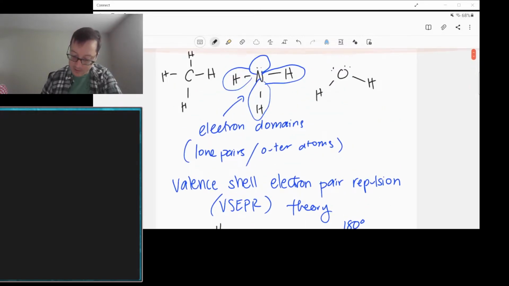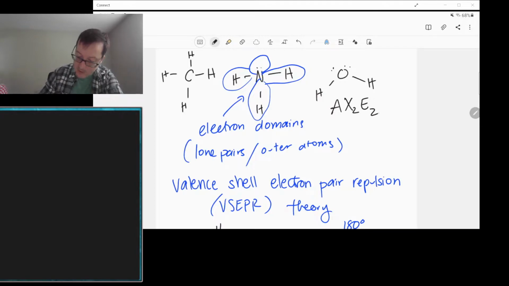If we go up a little bit, let's look at this water molecule. Of course, we have A for the oxygen. Number of outer atoms, we've got 2 of those. Number of lone pairs on the central atom, we have 2 of those. We're going to see that this one would be classified AX2E2 to signify that it's got on its central atom 2 outer atoms and 2 lone pairs.